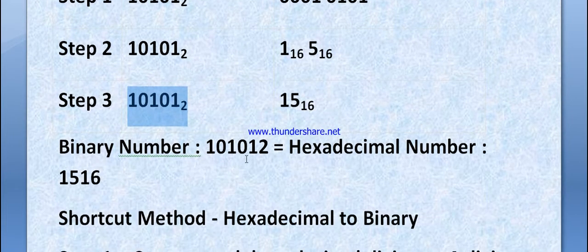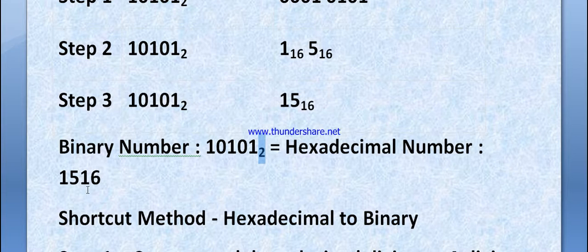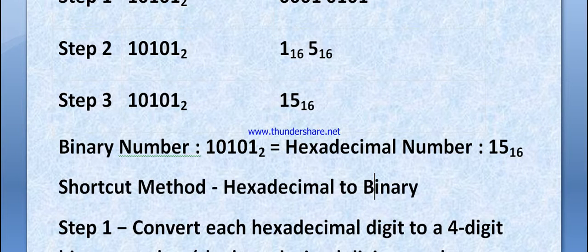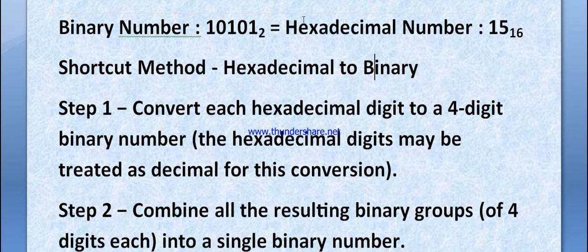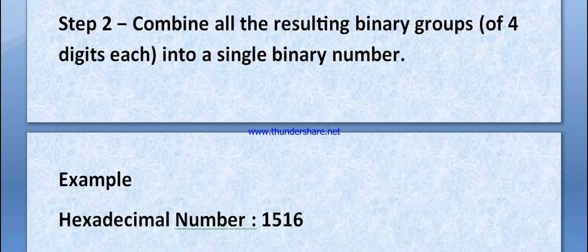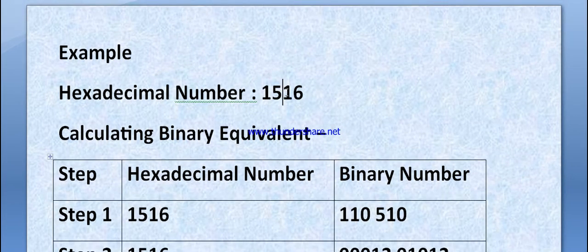So this binary number in hexa, how much is it? 15. 15 means F. Okay, so now hexadecimal to binary. Convert each hexa digit to a 4-digit binary number. Combine all the binary groups of 4 digits into a single binary. Example, 15 power of 16. This is the value of hexa. So this is the hexa value we can convert to binary.